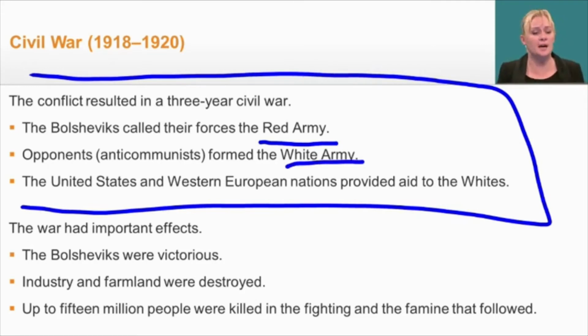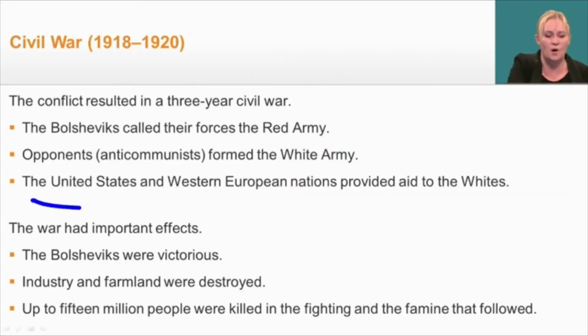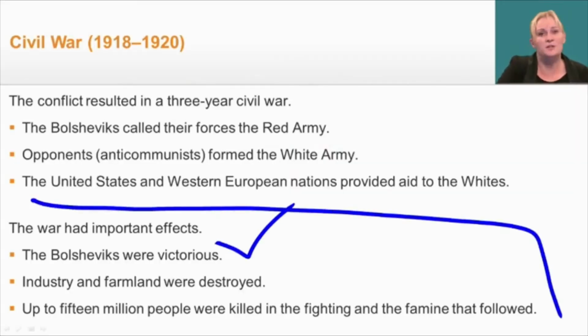Now, remember here that the United States and the Western European nations provided aid to the White Army. Now, the problem here was that the Red Army had a lot of soldiers, but they didn't have a lot of leaders. Now, the White Army had a lot of leaders, a lot of tactical officers, but they didn't have a lot of soldiers. So what happens when you don't bring enough soldiers to a civil war? Well, the Bolsheviks win. The Bolsheviks were victorious.